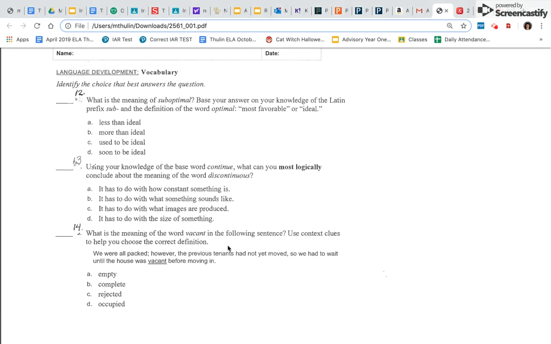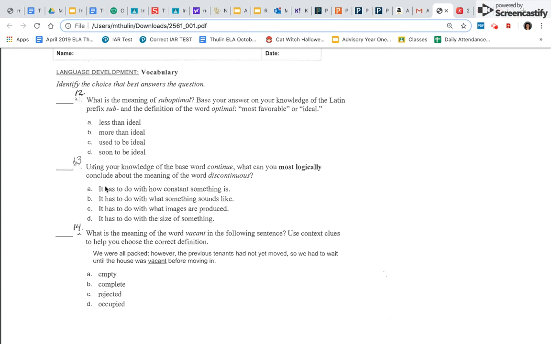Okay, this is part 3, vocabulary. Identify the choice that best answers the question. What is the meaning of suboptimal? Base your answer on your knowledge of the Latin prefix sub and the definition of the word optimal, which means most favorable or ideal. A, less than ideal. B, more than ideal. C, used to be ideal. Or D, soon to be ideal.